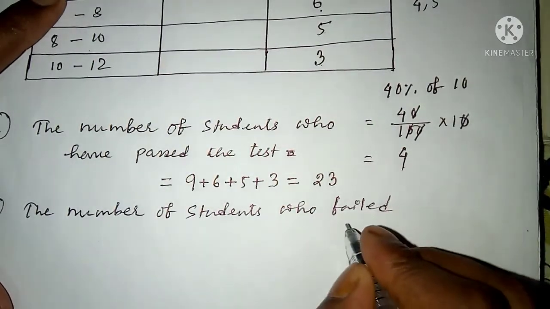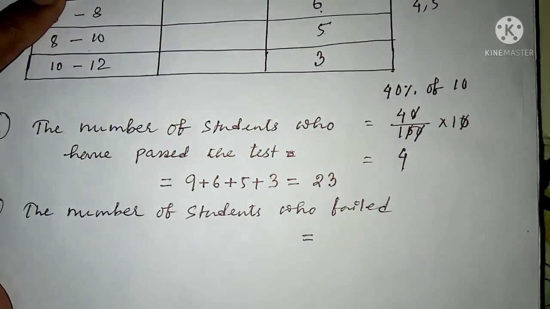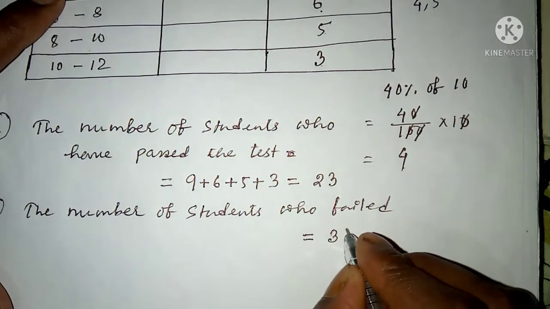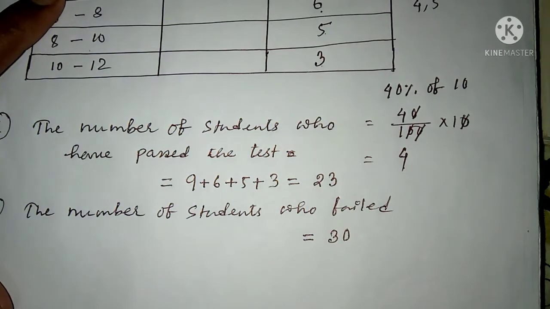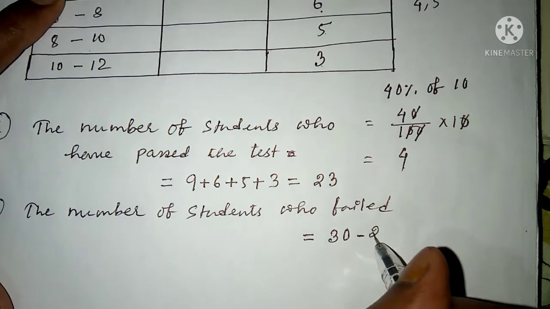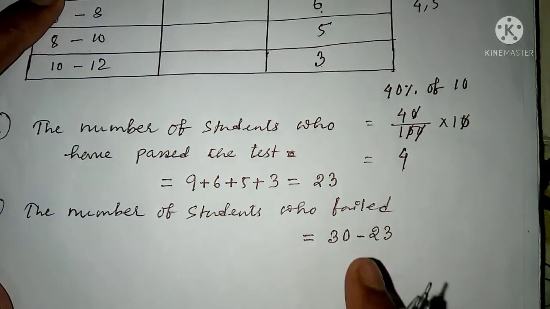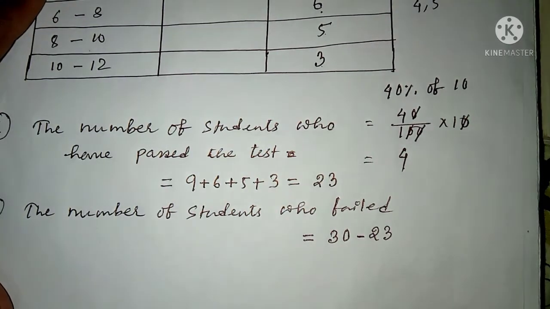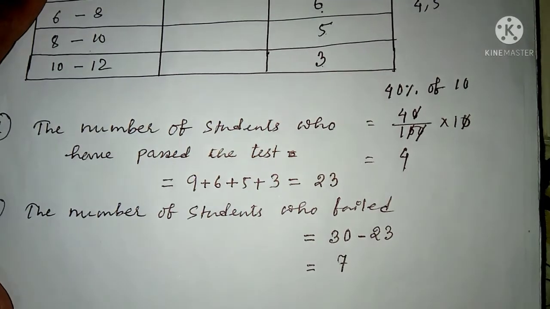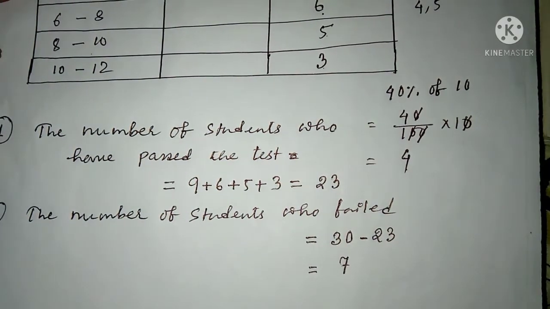Then see what was the total number of students. The total number of students was how much? That is your 30. The total number of students was 30. And out of 30, 23 have passed the examination. That means the remaining must have failed their examination or the test. So 30 minus 23, that is 7. That means 7 students have failed.